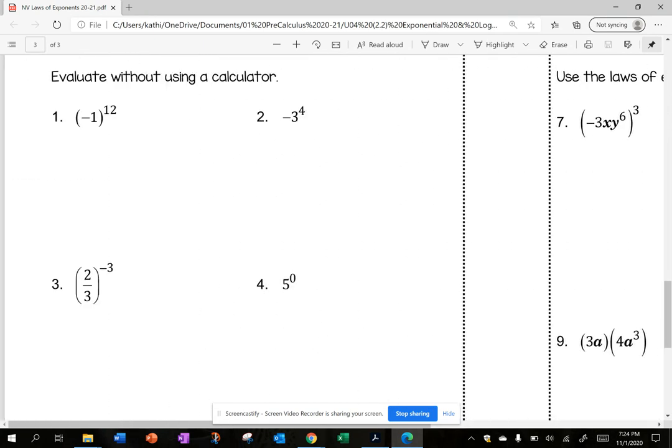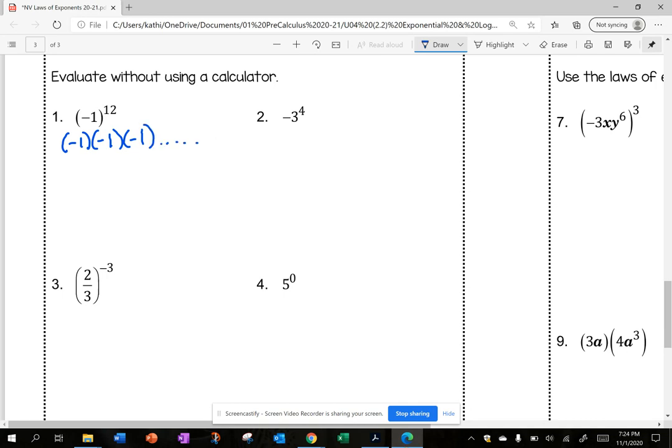All right, so let's do some examples. Number 1, evaluate -1 to the 12th. So this is really -1 times -1 times -1, and on 12 times. So I should be looking at, I'm raising a negative number to an even power. So an even number of negative signs is a positive. So my answer is 1.